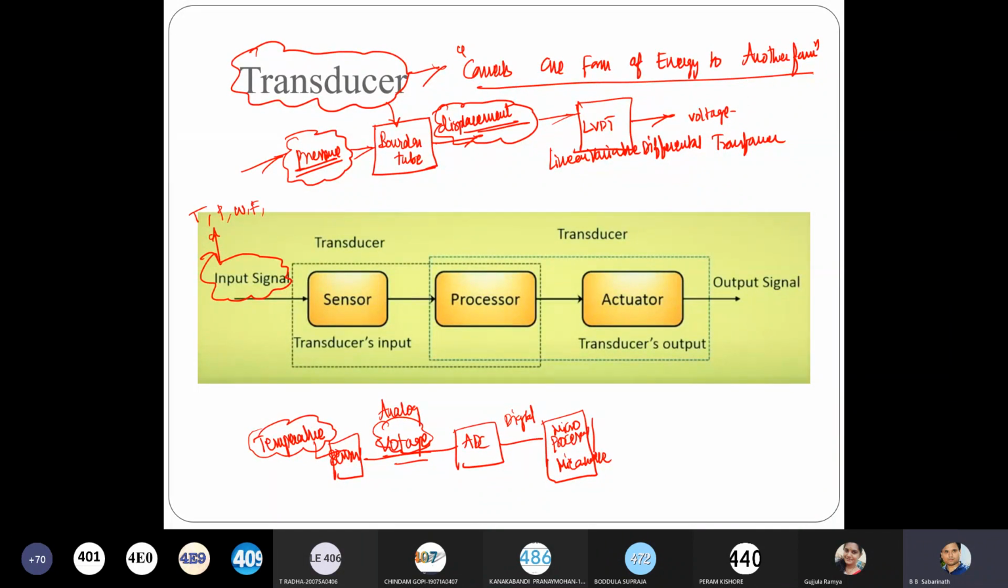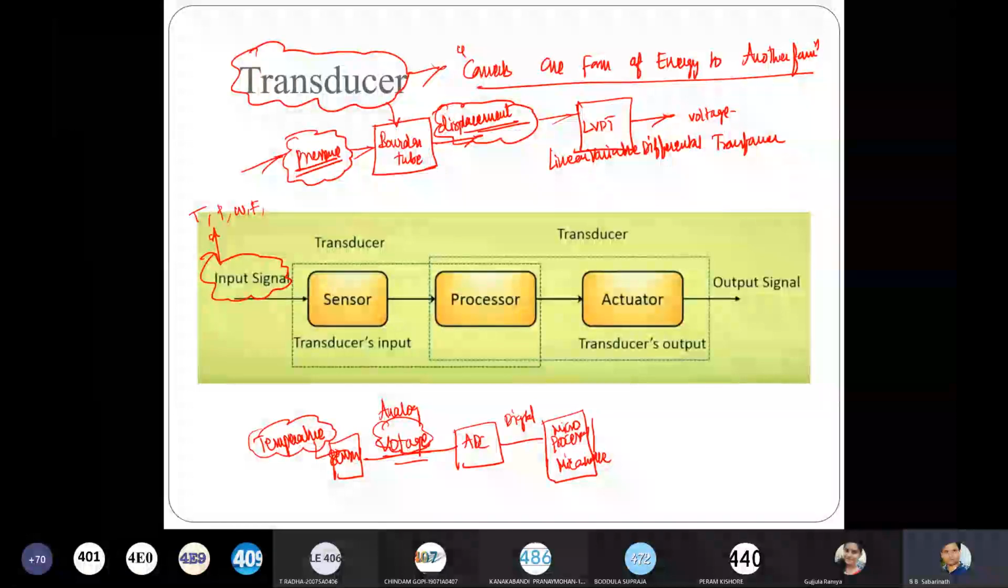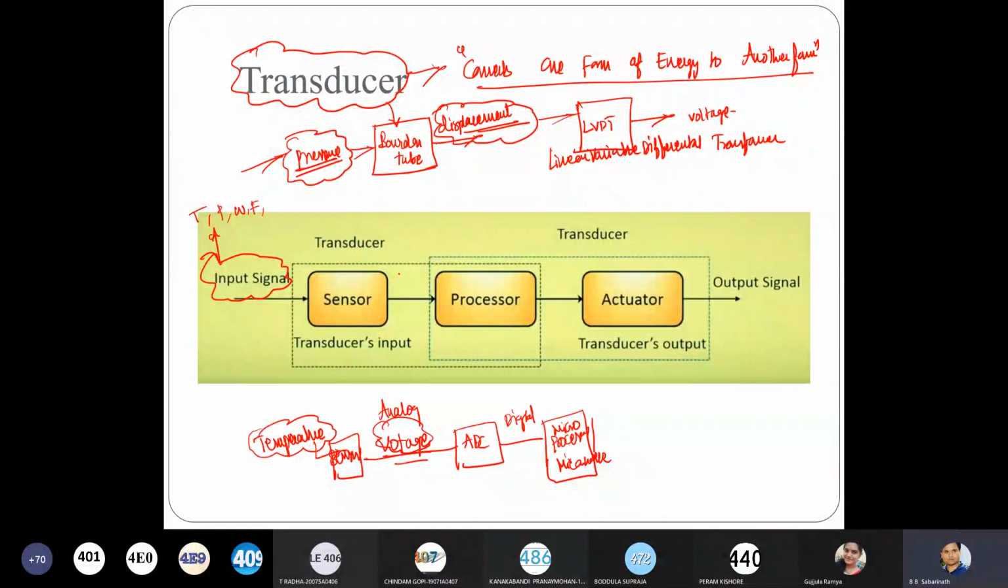So we need to convert that first to voltage. First you need to convert that to voltage. Then only can you read that voltage inside the processor. In the sense, you need to convert to digital voltage, so that you can read it inside the processor and do the processing.